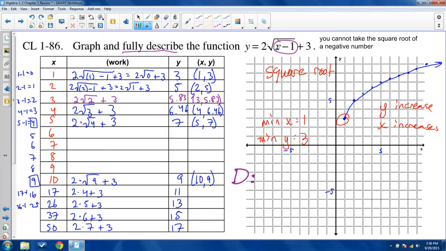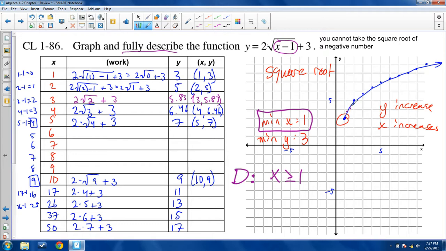So the question is, what is the domain of this function? What x values can I choose? What was the smallest one? That's important, looking at that minimum there. The minimum value was 1. x can be 1. It can be anything greater than 1. Just like we put earlier on, x can be greater than or equal to 1. That is my domain.